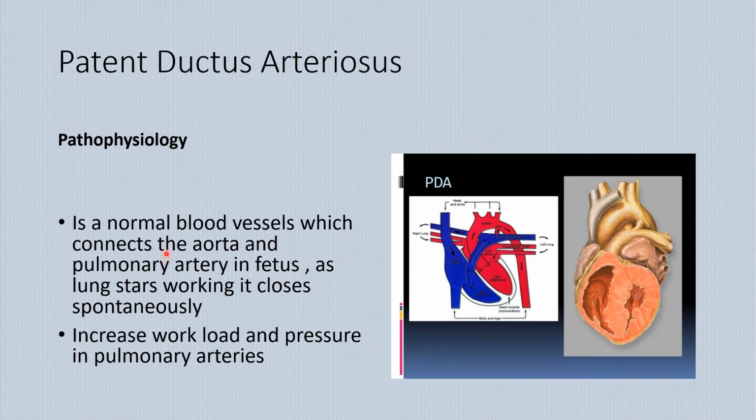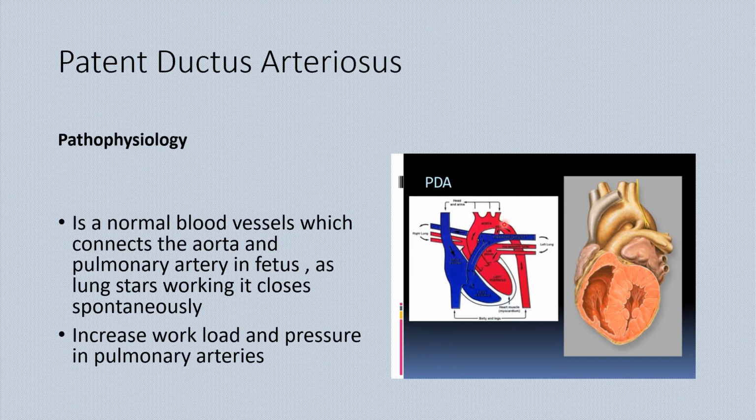The third defect is patent ductus arteriosus. To understand the patent ductus arteriosus, you have to recall your fetal circulation. The patent ductus focuses on this area. Patent ductus arteriosus is a normal blood vessel which connects the aorta and pulmonary artery in the fetus. When the lungs start working, it closes spontaneously.